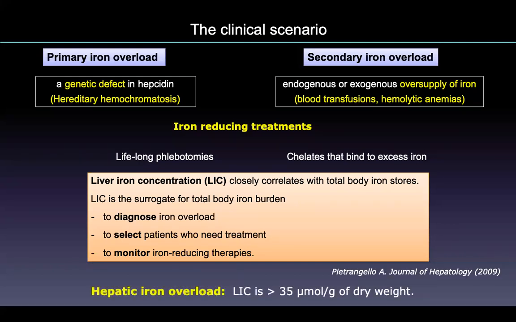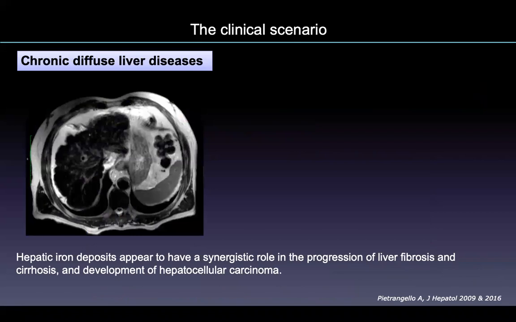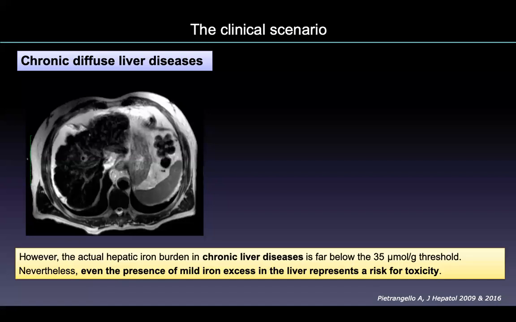But besides primary hemochromatosis and transfusional iron overload, mild to moderate iron overload can be found in chronic diffuse liver diseases such as NAFLD, viral hepatitis, alcoholic hepatitis, and so on. And in this scenario, hepatic iron deposits appear to have a synergistic role in the progression of liver fibrosis and cirrhosis and increase the risk for HCC.